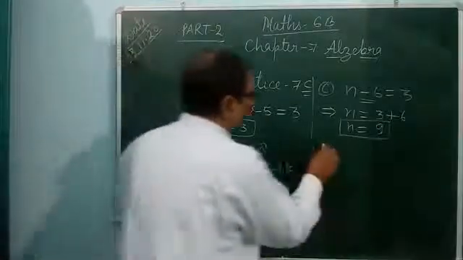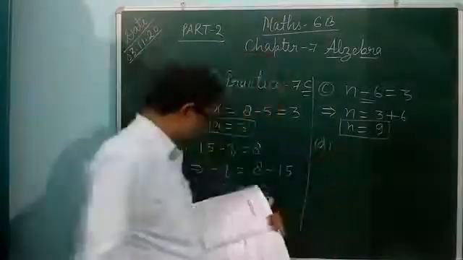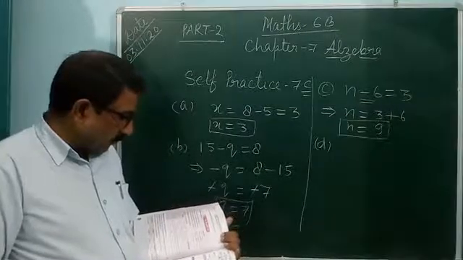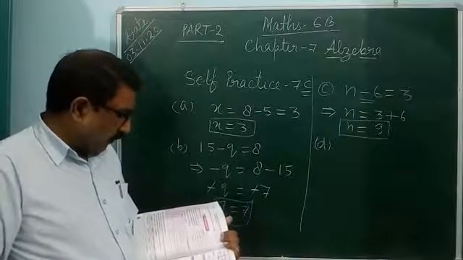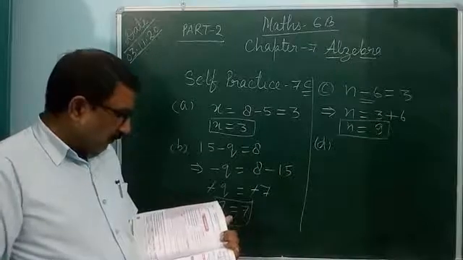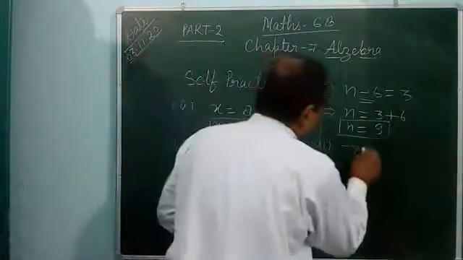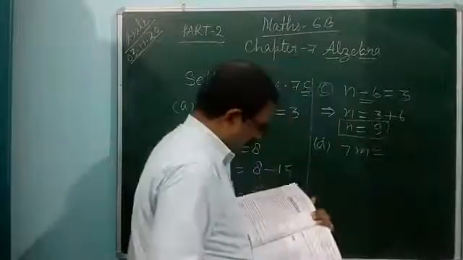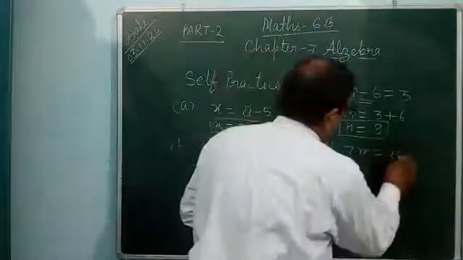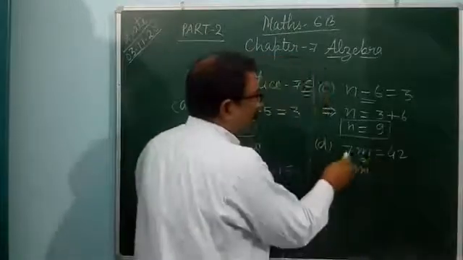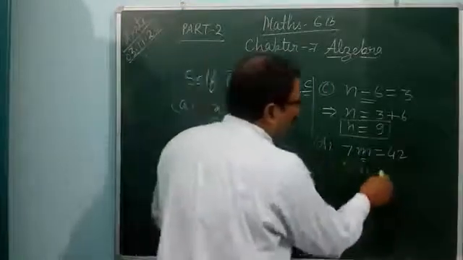D. What number must be multiplied by 7 to give 42? Suppose the number m must be multiplied with 7. It means 7m is equal to 42. So find out m. 7m is 7 into m.